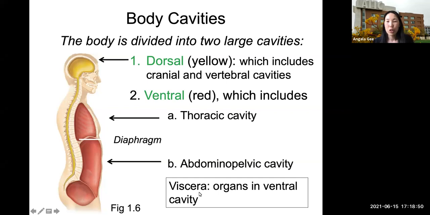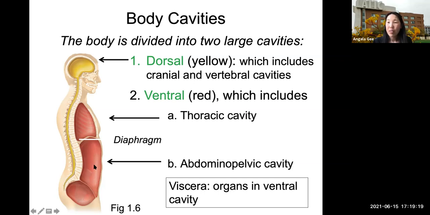So one important term is viscera. Viscera refers to any organ that's inside the ventral cavity, so here in red. So for example, in your thoracic cavity, you would have your heart and your lung. Those are considered viscera. In your abdominal pelvic cavity, you have a lot of your digestive organs like the liver, the stomach, intestine. Those are also considered viscera. Again, organs in your ventral cavity.